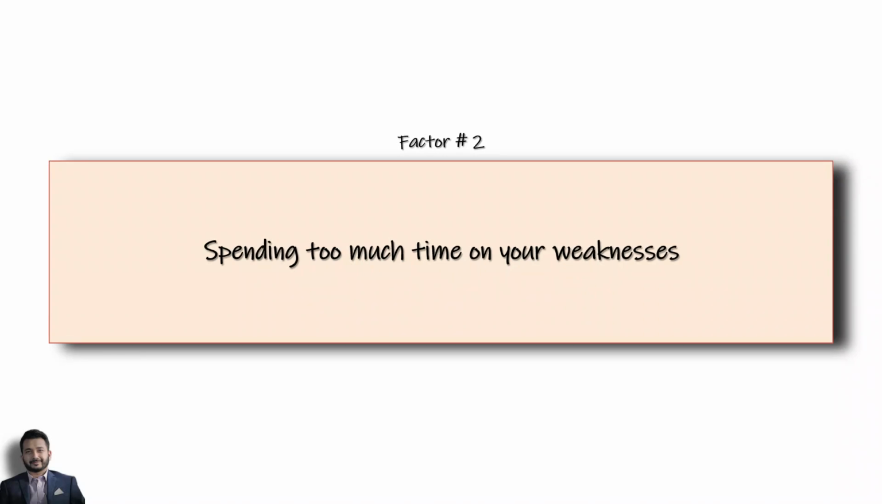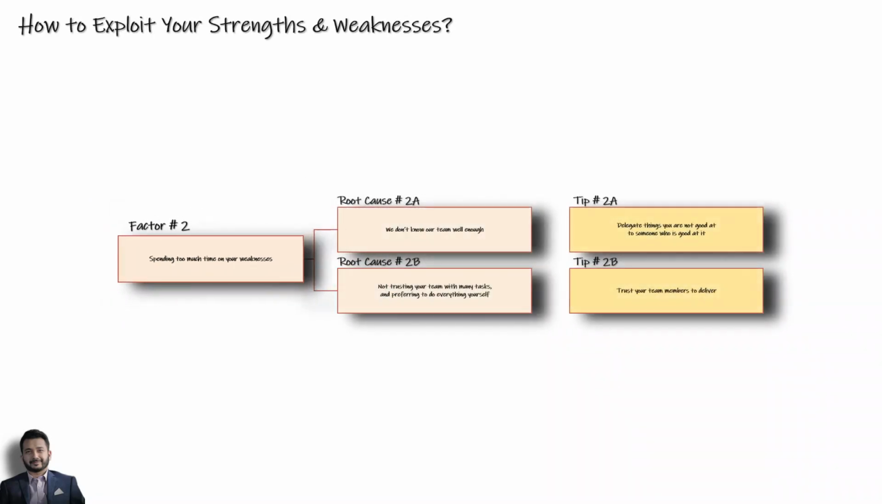Factor number 2 of why we fail to exploit our strengths and weaknesses is because many of us are spending too much time trying to figure out how to do things that we struggle with. See, I'm not saying you shouldn't spend time on trying to improve your weaknesses. Instead, what I'm saying is that we waste a lot of time trying to figure things out when we have very little time available to deliver something important.